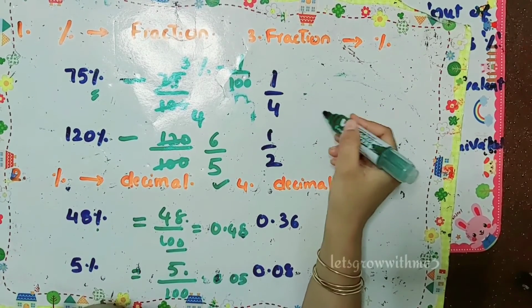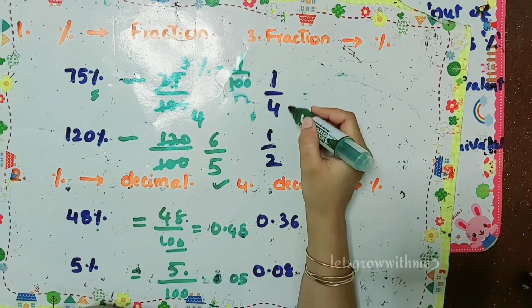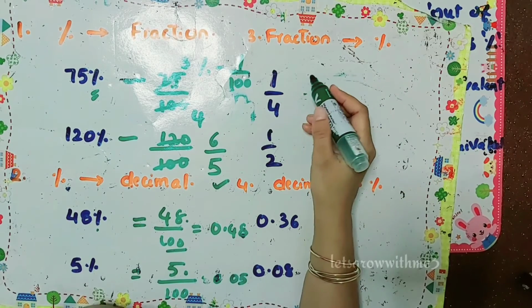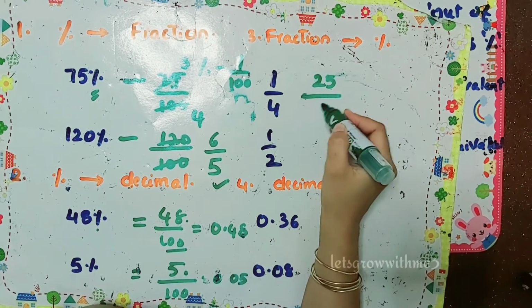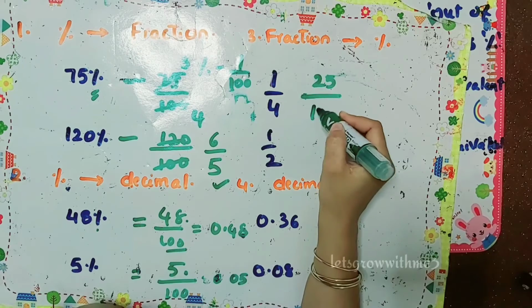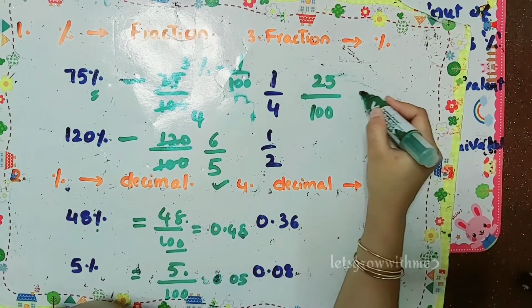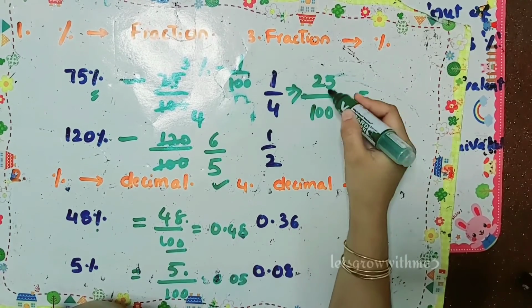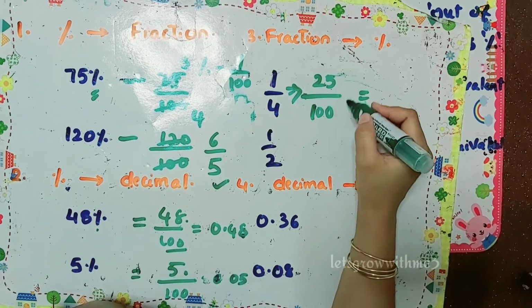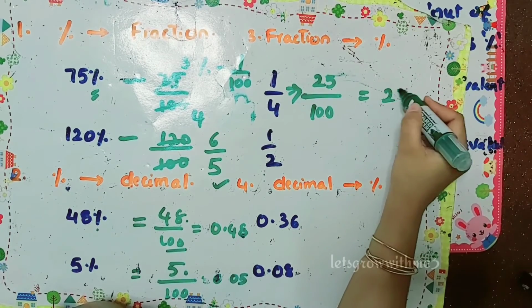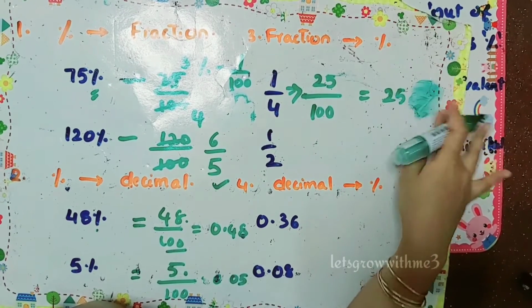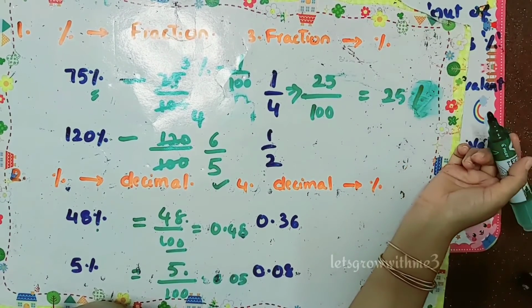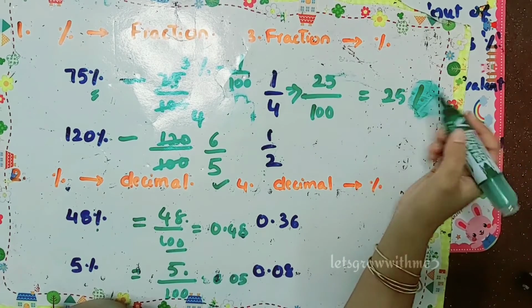So we need to get percentage, which means in the denominator we should have 100, right? So how can we make this quarter to 100? Just multiply with 25, then we will get 25 over 100, which is equal to, if you take out 1 over 100 as percentage, then we can write this as 25 percentage.